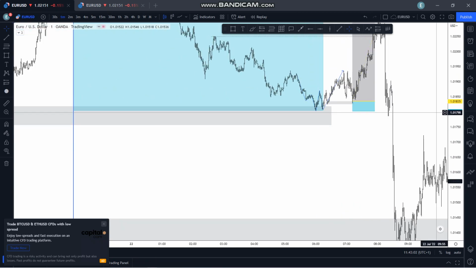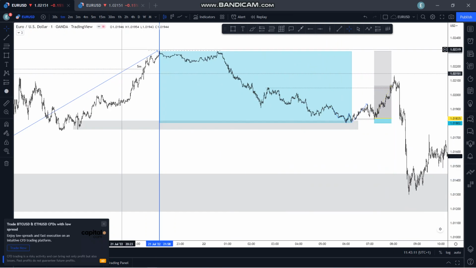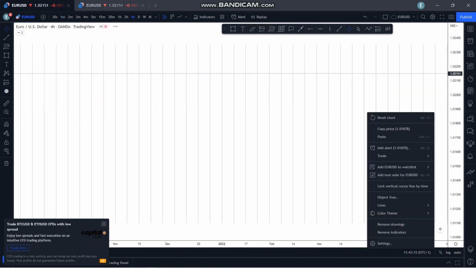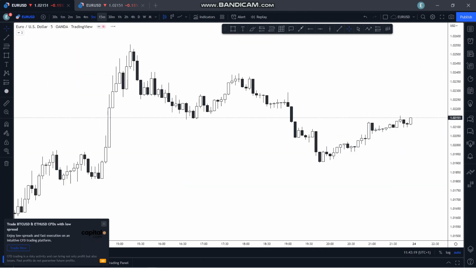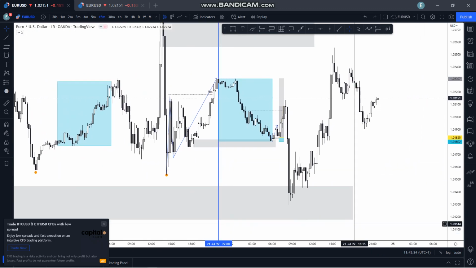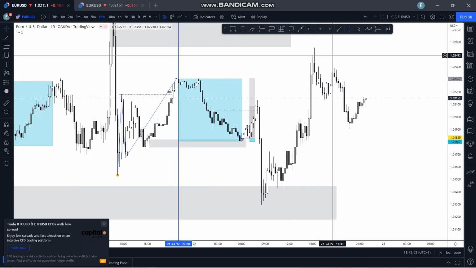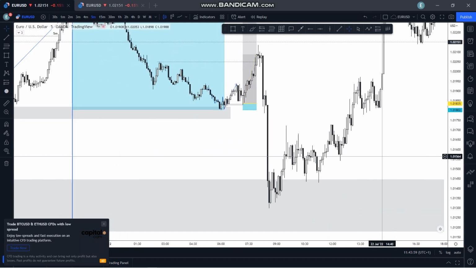So now, after I got taken out, I was still happy because I had taken partials, and price was now coming into the original OB I had marked out, which was the 4-hour OB. Let's go back to the 4 hours and see it. All right, so I took a step back and decided to look at what price was doing on the 5 minute time frame. I was tracking price on the 5 minute time frame.